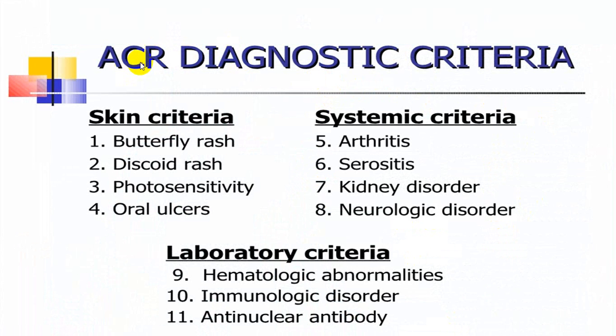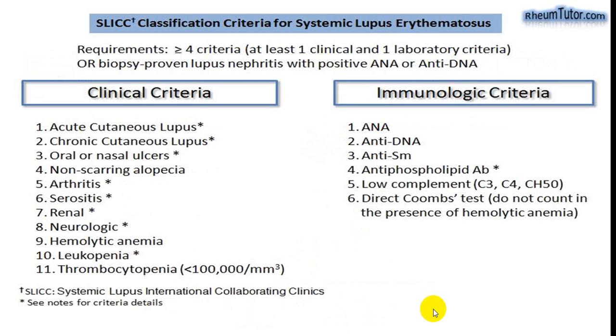There is what is called the ACR criteria, where you have skin criteria, systemic criteria, and laboratory criteria. In skin criteria: butterfly rash or discoid rash, photosensitivity, and oral ulcer. While in systemic criteria: arthritis, serositis, kidney involvement, and CNS involvement. While in laboratory criteria: hematological abnormality, immunological abnormality, and ANA antibody.